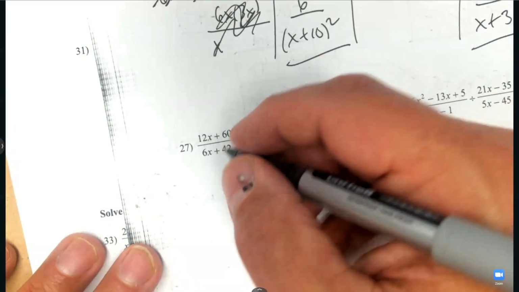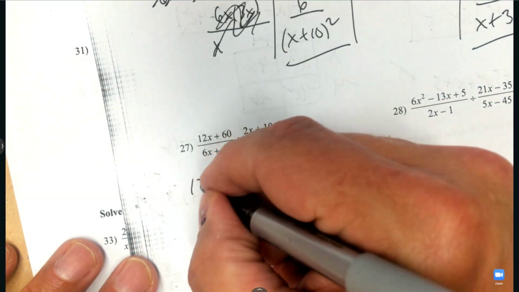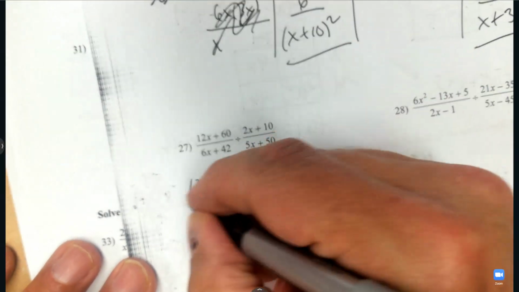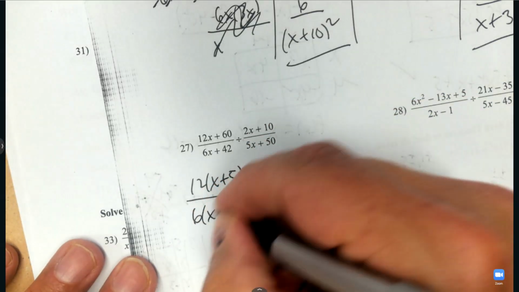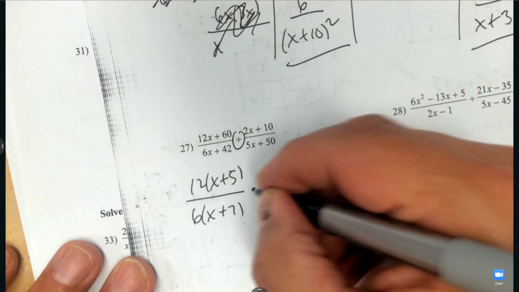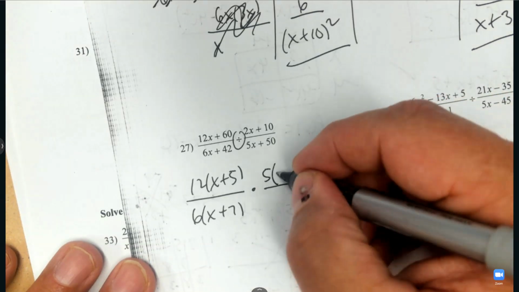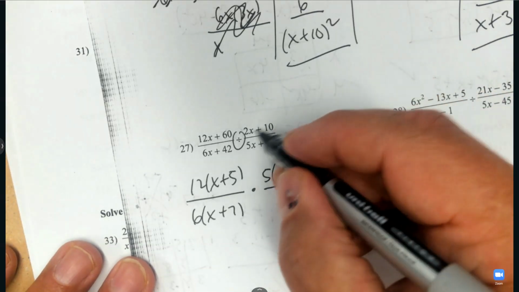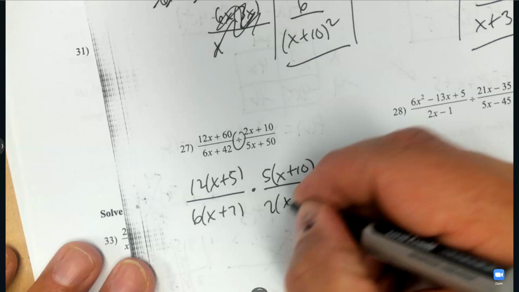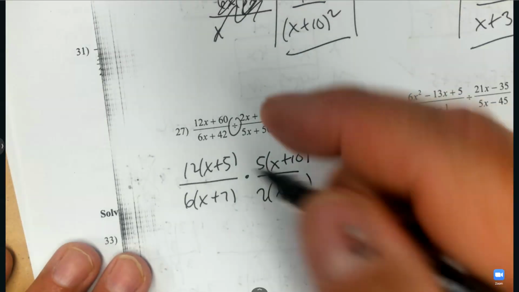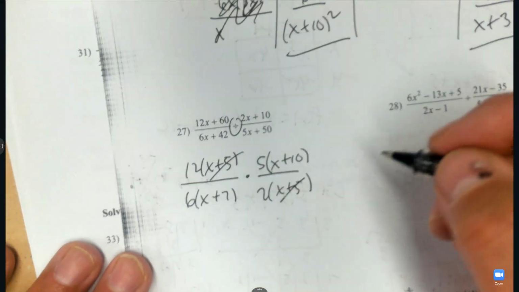27, factor out 12, that's x plus 5. Factor out a 6, that's x plus 7. When you divide, change it to multiplying and flip, so the bottom will go on top. So factor out the 5, that goes on top. This top goes on the bottom, factor out 2, and then look to match. So the x plus 5 crosses out.